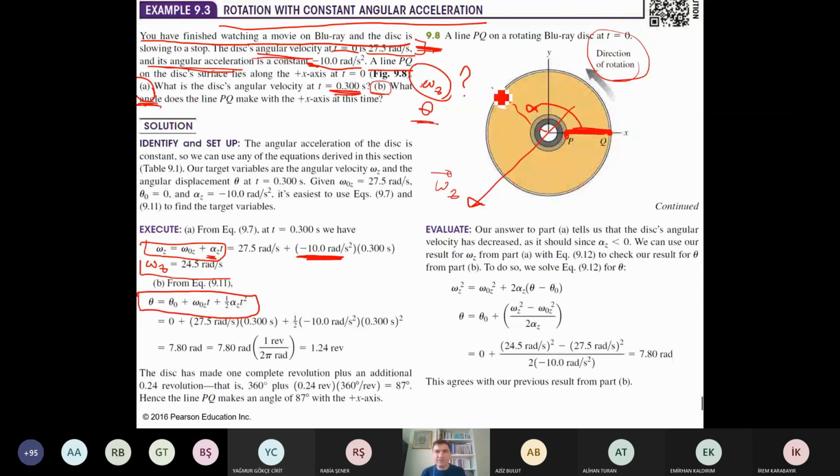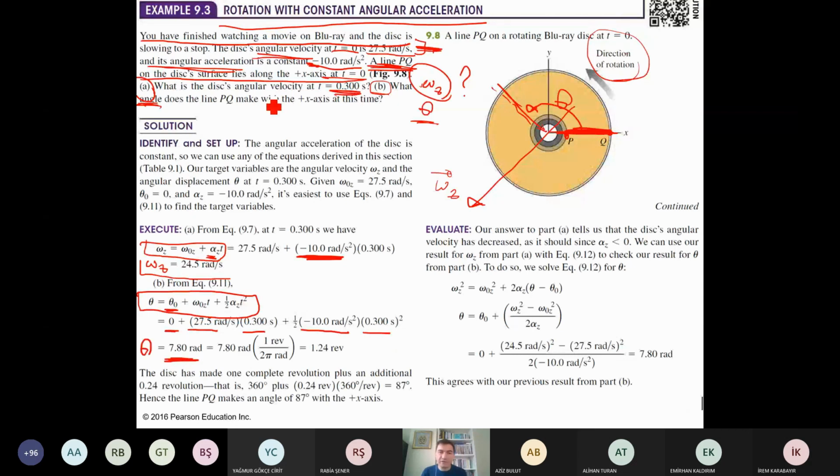And what about theta? This is the theta after a certain time. Theta is given with initial theta plus omega 0 z times t plus 1/2 alpha z times t square. So what is the theta 0? Theta 0 is 0, given in the question. Where is it? A line PQ on the disk surface lies along the positive x-axis when the time is 0, okay? This is the initial angular position of the PQ line, then it is 0, and omega 0 is also given, time is given, and alpha is given with negative sign, don't forget again. Then you can calculate this one in radian, okay? 7.8 radian, this is the theta.